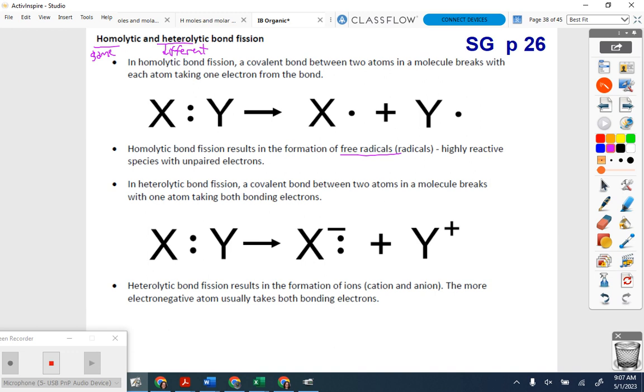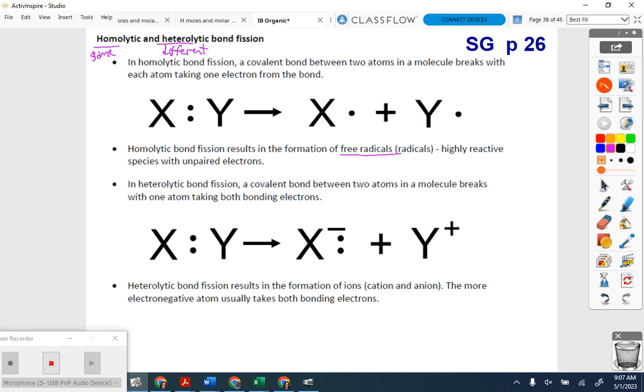Getting rid of stuff like this is important because things like this can react with all kinds of stuff. They're very reactive and they can do damage to your cells if we're talking about a biology perspective. And so you generally want to avoid having a lot of free radicals floating around in your body and your cells. But it is important in a lot of reactions for this to be an intermediate step, to create these free radicals, these unpaired electrons.